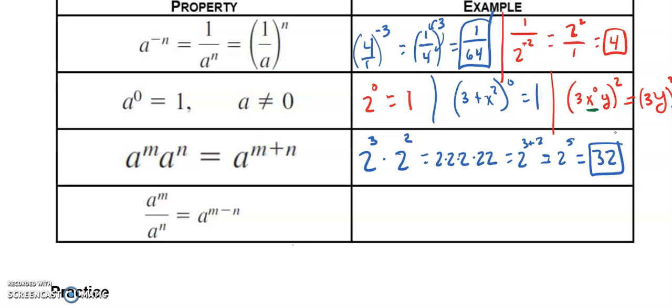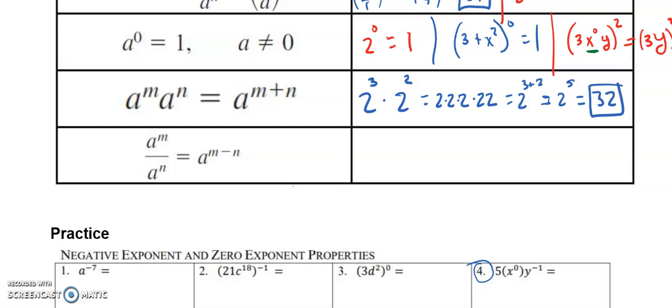All right, very similar. If you have the quotient, if you're dividing a to the m over a to the n, you're going to subtract those exponents. So we have 3 to the 4th over 3 to the 2nd. That's going to equal 3 to the 4 minus 2, which would equal 3 squared, of course, which is 9.